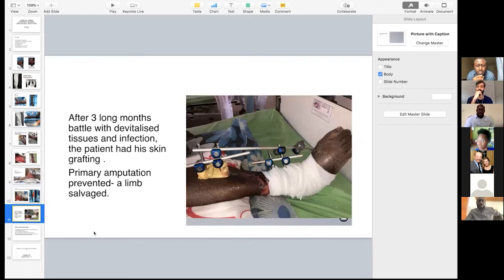So 3 months after his initial injury, with the devitalized tissues and the infection, the patient had his skin grafting done last week. And the highlight of the case is the primary amputation was avoided. Looking at the severity of his injury, this patient would have been a candidate for primary amputation considering the resource-limited settings that we work in. However, our department is an advocate for limb salvage where possible, and we believe that these are lessons that we could share as well. Next, please.